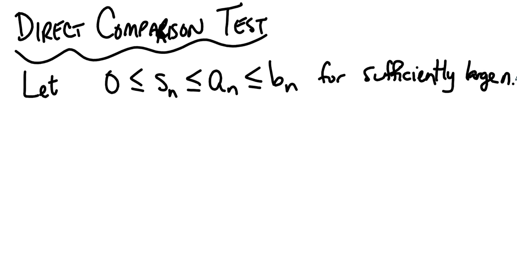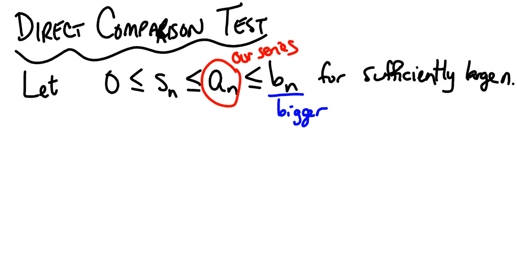What does that mean? It means that maybe the first 1,000 terms don't do this, but after a while, after the first 1,000 terms or the first 1,000,000 terms or whatever, A sub n is trapped between S sub n and B sub n, and they're all non-negative. So this is our series. Sometimes we're going to be able to compare it to a series that's bigger. And sometimes we're going to be able to compare it to a series that's smaller. But we know that this is the way this runs.